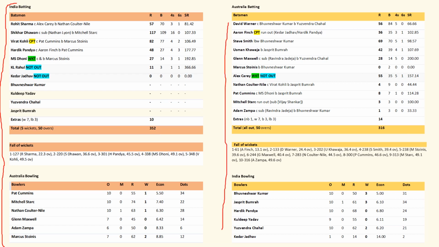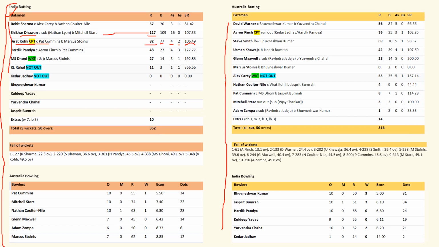The first half is divided into multiple parts. The first part is related to the batsmen. Here the batsmen are listed and the score of each batsman is given against the name of that batsman. So for example, here Shikhar Dhawan scored 117 runs, followed by Virat Kohli, who scored 82 runs off 77 balls. He hit 4 fours and 2 sixes, and therefore the strike rate was 106.49. Strike rate is basically the number of runs scored divided by the number of balls.